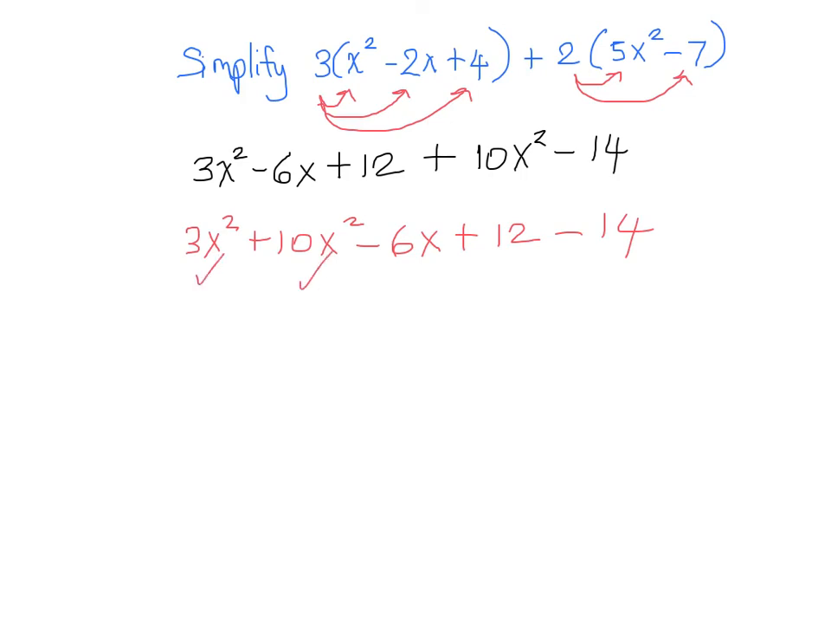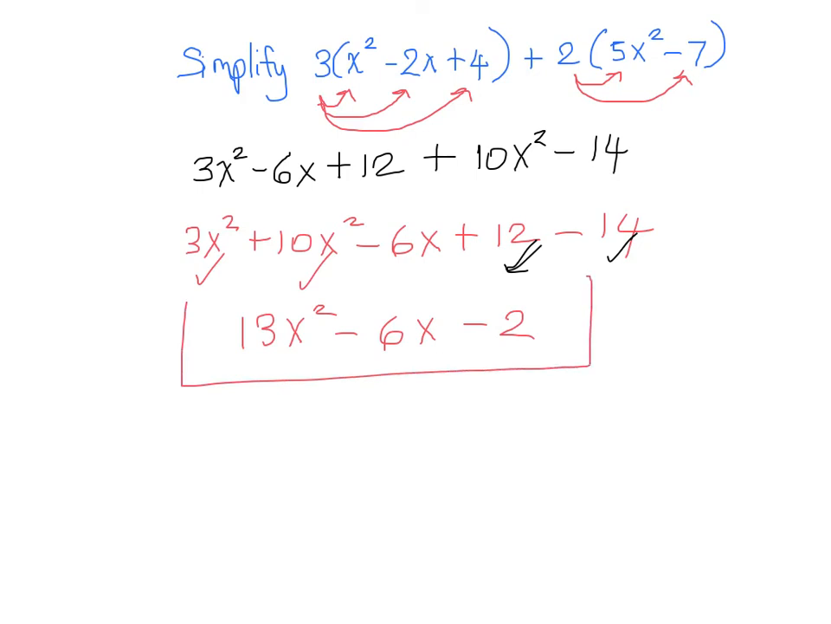So now like terms: 3x squared plus 10x squared gives us 13x squared. Minus, there's only that one term, which is 6x, plus, well, actually, we have plus 12 minus 14, that will end up giving us minus 2, and that is our answer. Our polynomial has been simplified.